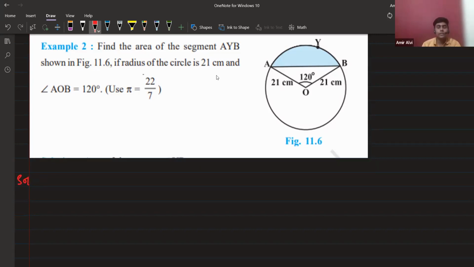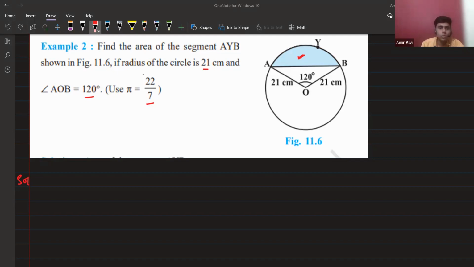Okay, so let's look at this question. We have to find the value of the segment AYP. This means that we have to find the segment area. Here, the radius is 21, pi is given as 22 by 7, and the angle is 120. Now, everybody, tell me how you will solve it. Area of segment is equal to area of sector minus area of triangle. So how will you get the area of the triangle?